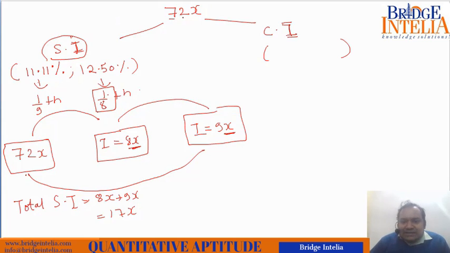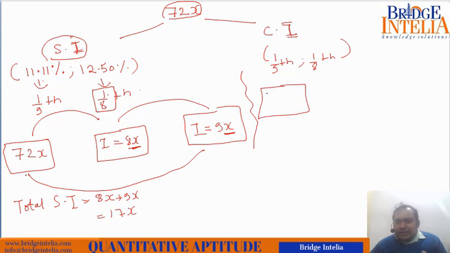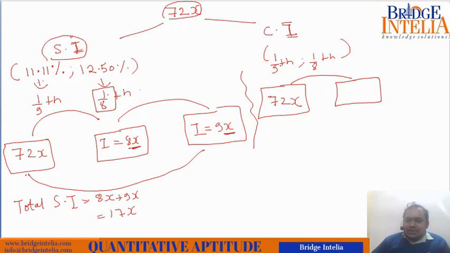If you place this money at the same rate, that means first year 1 by 9th, the next year 1 by 8th, then what will happen? So now I am trying to solve in case of compound interest. So I deposited 72x. For the first year, the bank is going to pay me 1 by 9th. So 1 by 9th of 72 is equal to how much? 8. So the bank is going to pay me 8x as interest.